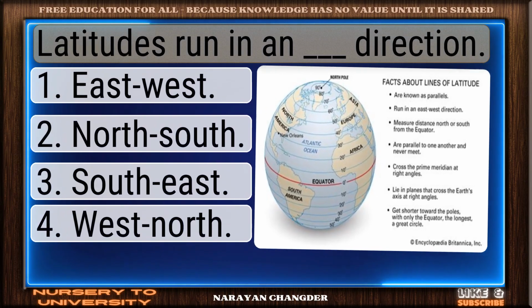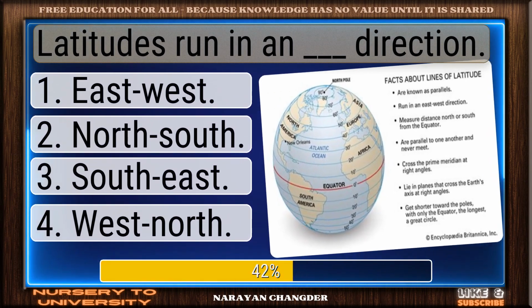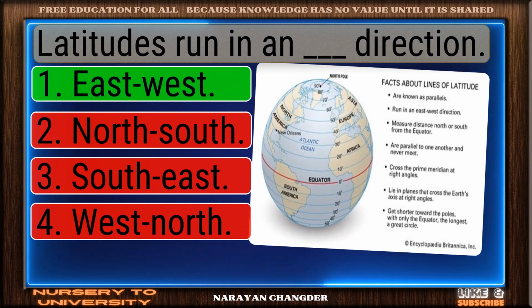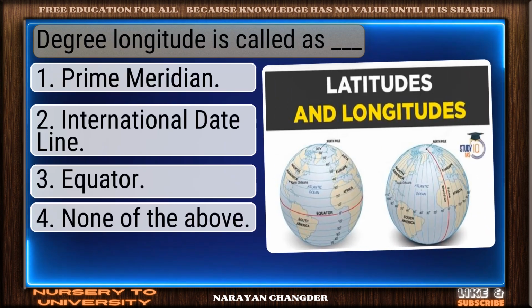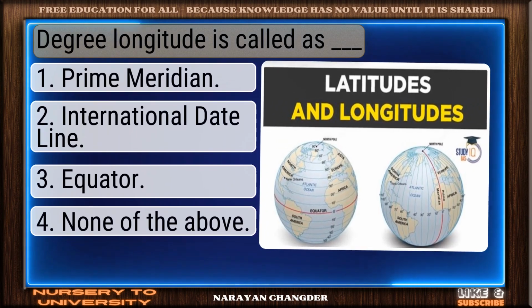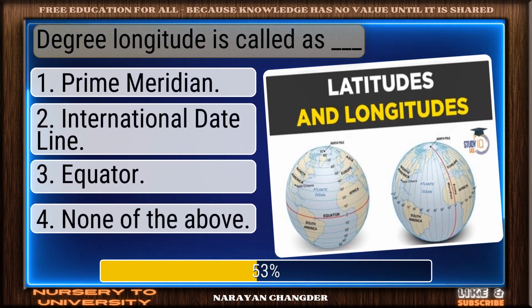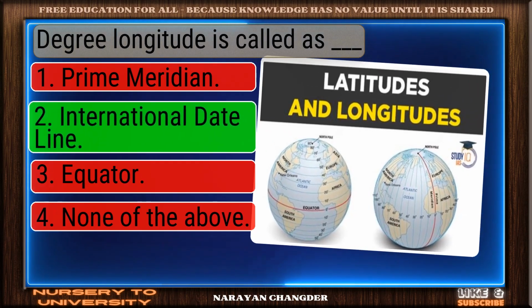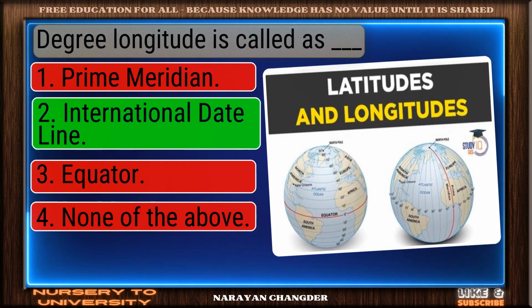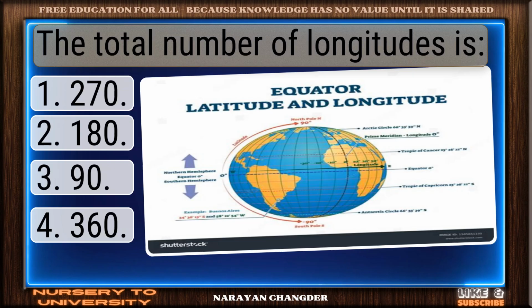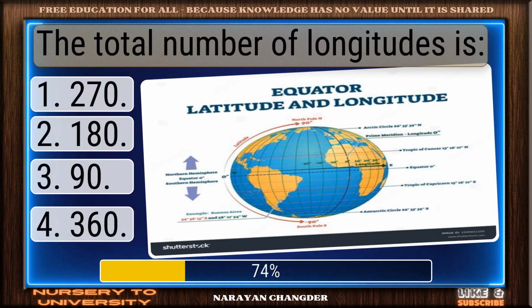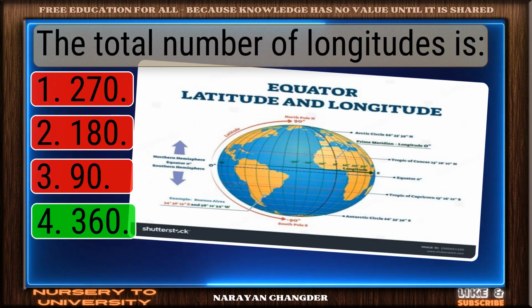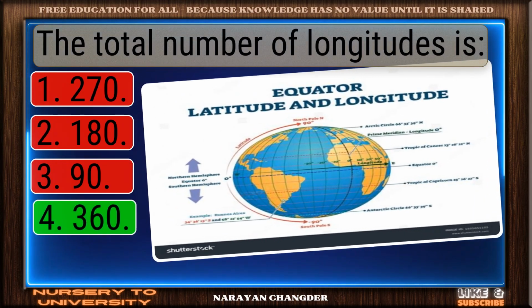Latitudes run in a dash direction. You're right. East-west is the correct answer. 180 degree longitude is called as dash. Right again. International date line is a valid answer. The total number of longitudes is? Clear logic. Your choice 360 is sound and 100% true.